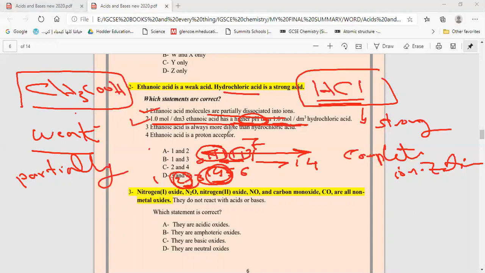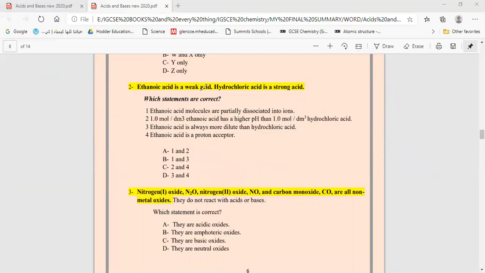Ethanoic acid is always more diluted than hydrochloric acid? Dilution here has no relationship with strong or weak. We'll explain later the difference between dilute and concentrated. Ethanoic acid is a proton acceptor? Any acid is a proton donor. So this one is incorrect. And dilution here is incorrect. So now I have 1 and 2. If we go to the answer, 1 and 2 are correct. Next one.